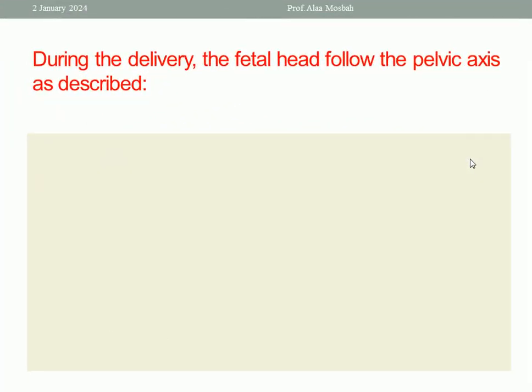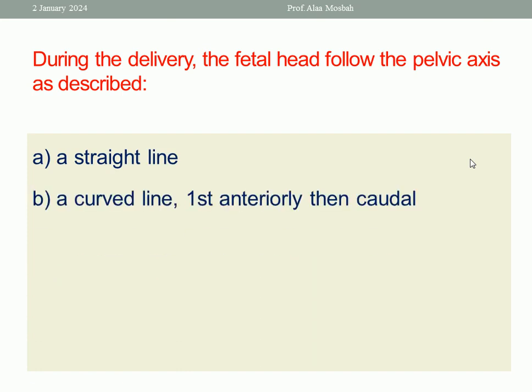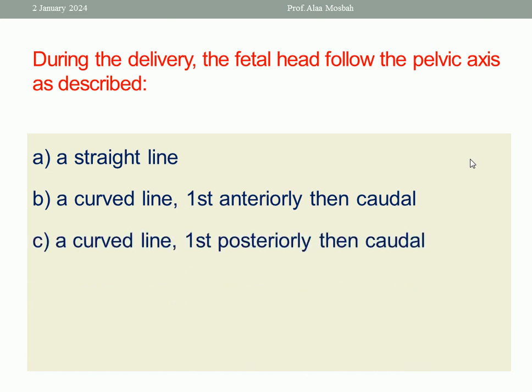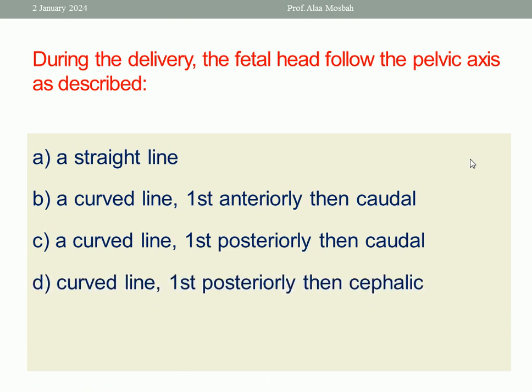Let us go to the next. During delivery, the fetal head follows the pelvic axis as described: A. A straight line, B. A curved line, first anteriorly, then caudal. C. A curved line, first posteriorly, then caudal. D. A curved line, first posteriorly, then cephalic. E. V-shaped line. Please choose the one best response.